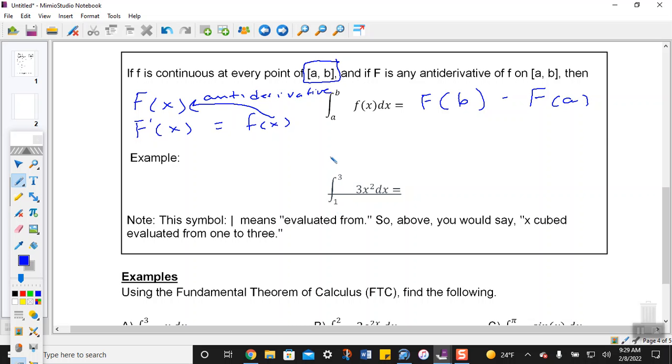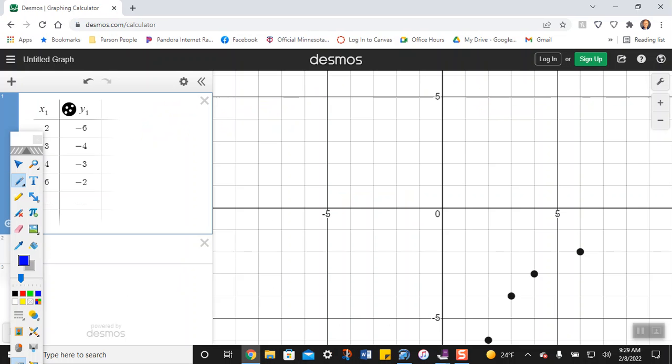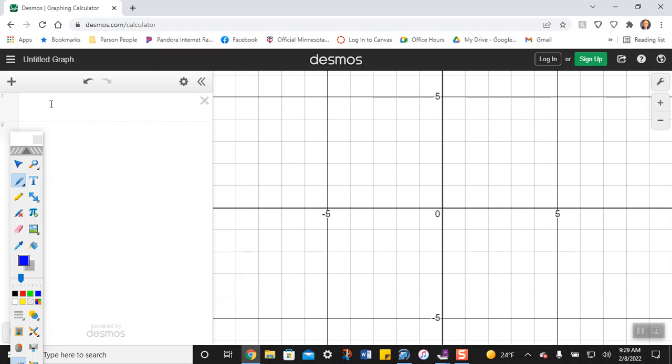Desmos is a pretty sweet thing, all right? And I question showing you this here, but I'm going to show it to you anyway because I'll require some work out of you. But watch this right here. Let's jump into Desmos. I'm already there, okay?